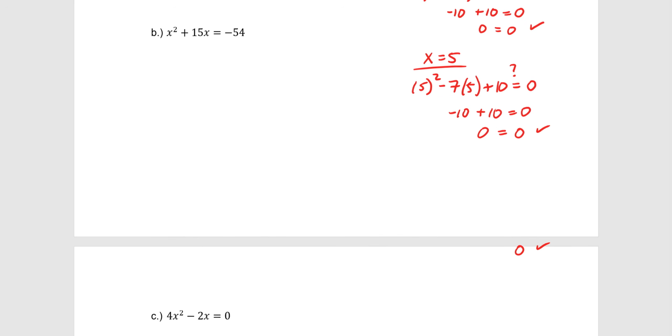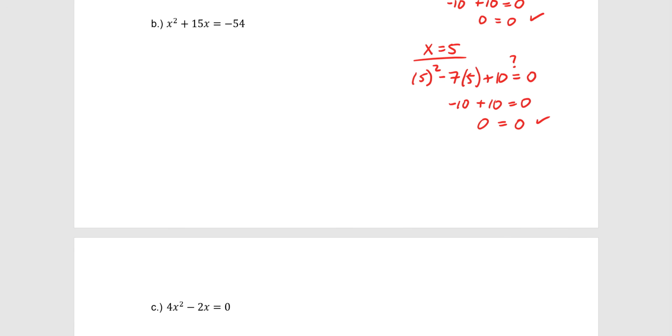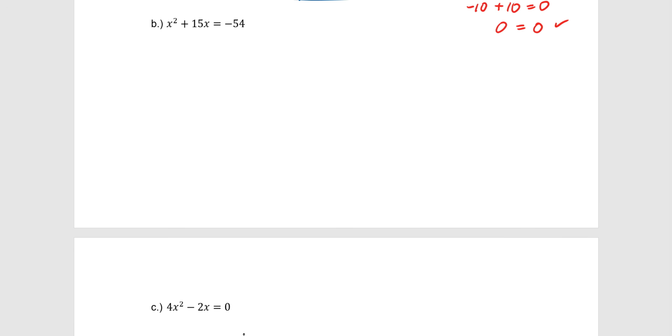Okay, now for the next one here, let me just move this other stuff up a little bit. So we have x squared plus 15x equals negative 54. First we have to get everything on the same side, so it's equal to 0. So we have to add 54 to both sides. So we get x squared plus 15x plus 54 equals 0. And now we can try to factor it. Once again, we need two numbers that multiply to 54 and add to 15. That's going to be 9 and 6.